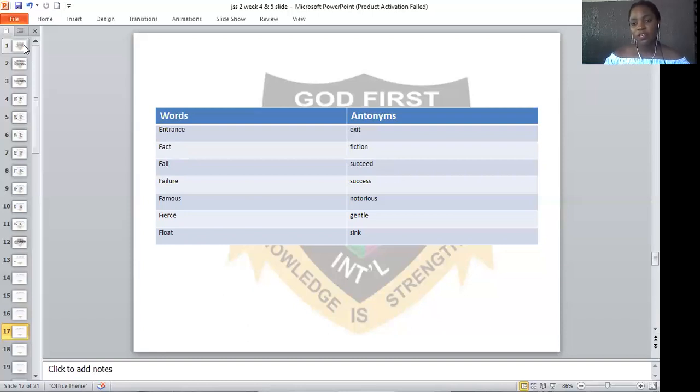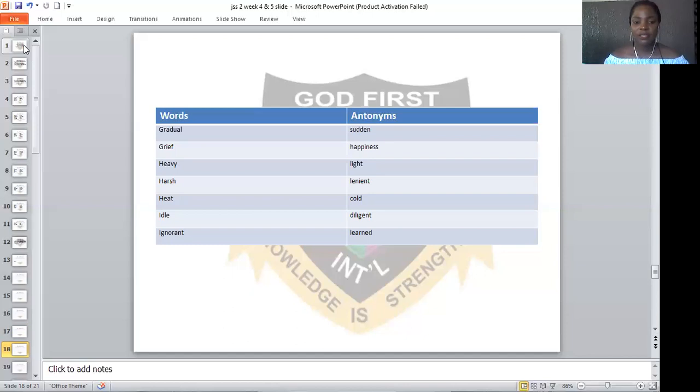Fail, succeed. She failed her test yesterday, but he succeeded in his test yesterday. Failure, success, famous, first, gentle, to float, to sink. The pencil sank yesterday. Gradual, it's a gradual process. The process was a gradual process. The process was a sudden process. Grief, happy, heavy, light.